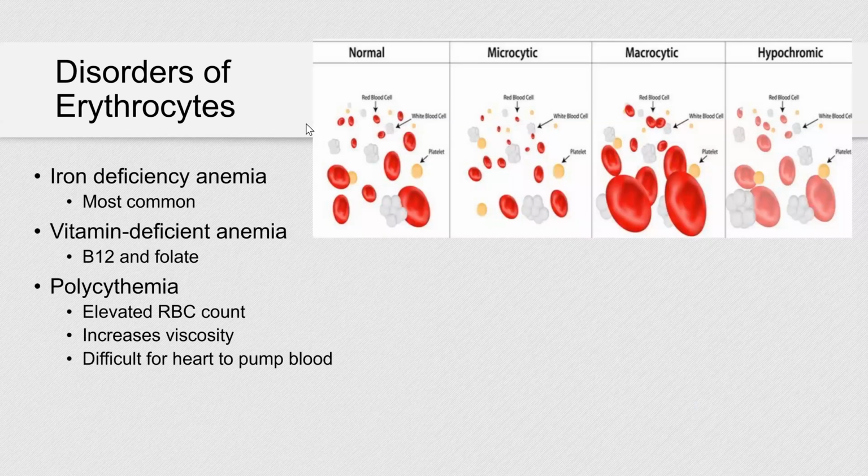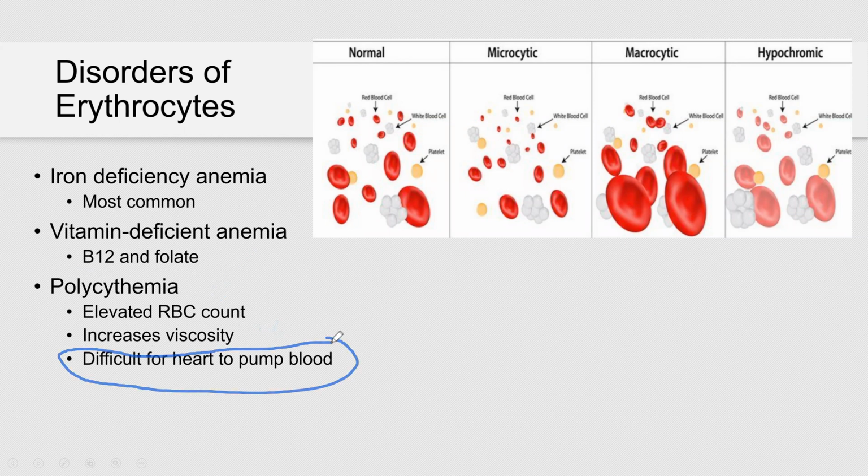You can also have a more common type of anemia, iron deficiency anemia. It can be vitamin deficiency anemia. You have low B12 or folate, right? So that's anemia. Polycythemia is an elevated red blood cell count that increases the viscosity of blood, and it makes it difficult for the heart to pump your blood, and it can also cause elevated blood pressure.